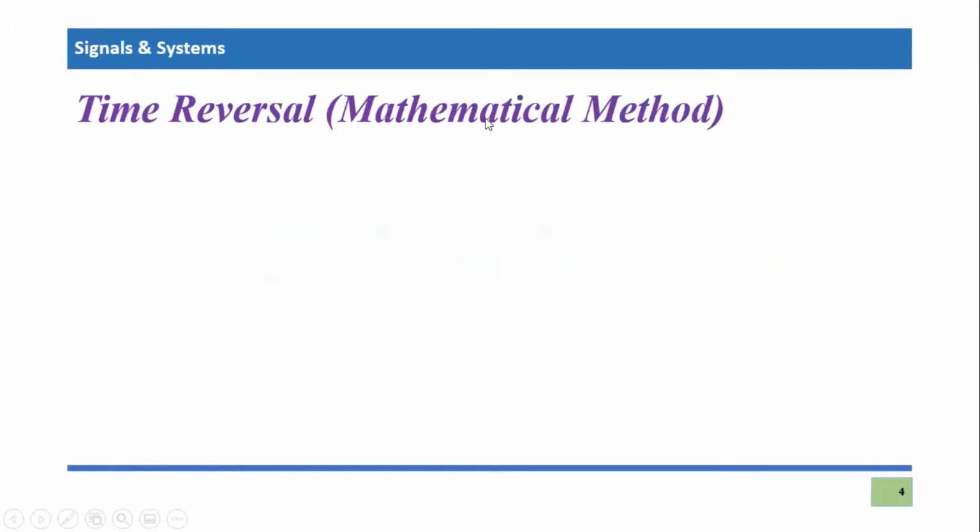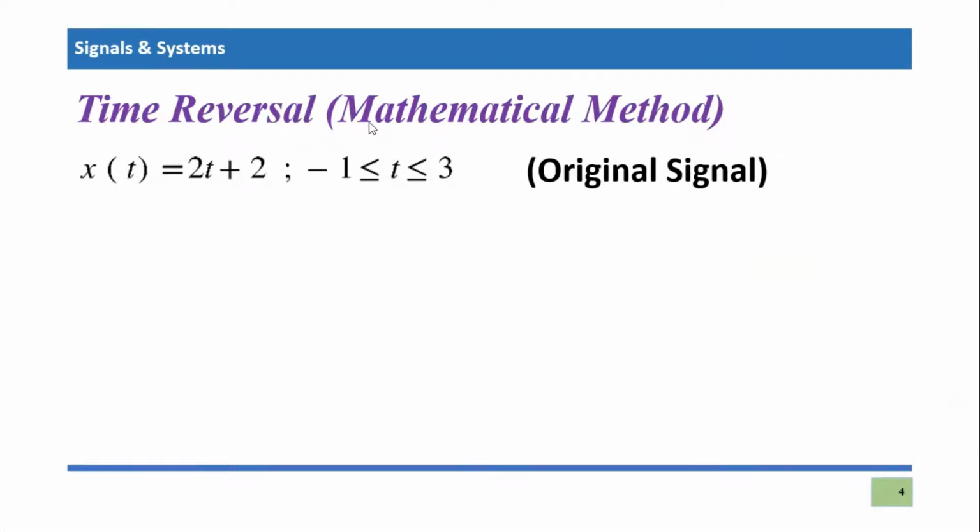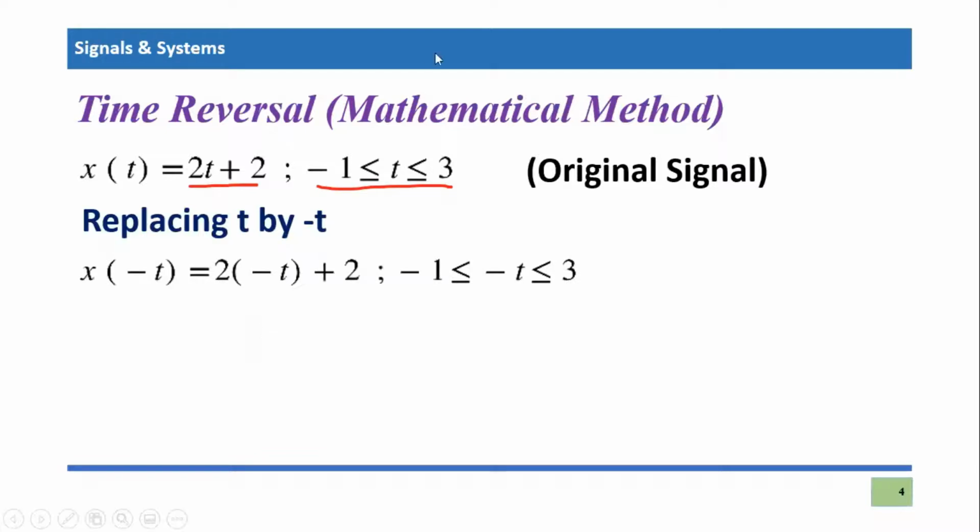In the mathematical method, if I am going to discuss the time reversal operation, let's say this is our original signal x of 2t, and its definition is 2t plus 1, and its interval is defined from -1 to 3. So what I am going to do mathematically is replace t by minus t. Wherever we find t, we will replace it with minus t. I hope you can see that this t is replaced with minus t, this t is also replaced with minus t, and the t which is given in the interval is also replaced with minus t. Then we will simply simplify this equation for the time variable.